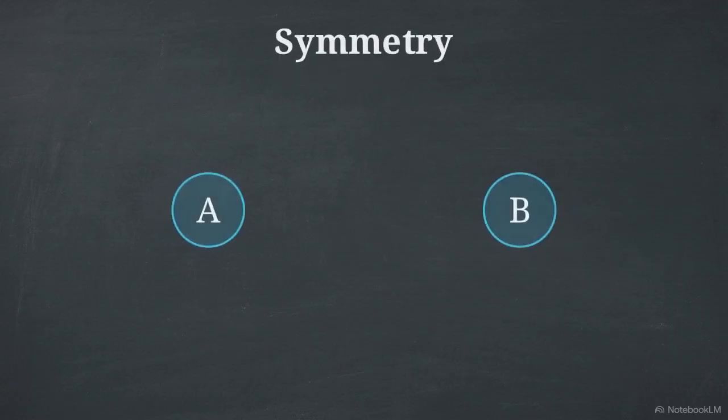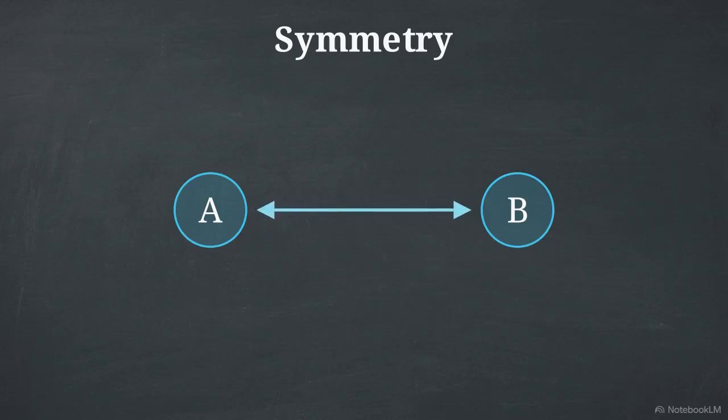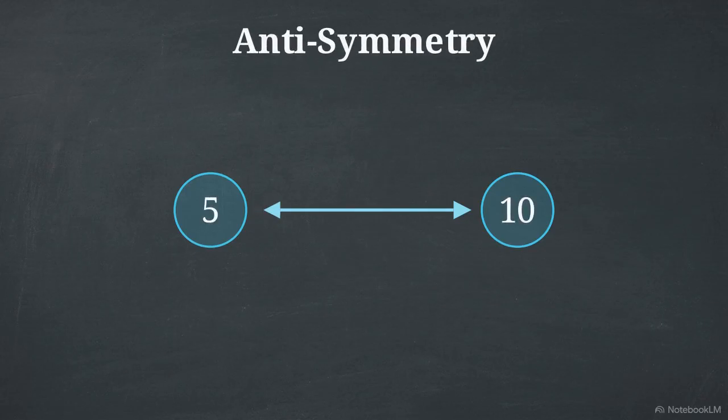The second property is symmetry, where direction doesn't matter. If A is related to B, B must be related to A. In an anti-symmetric relation, reverse connections are forbidden. For example, if 5 is less than 10, 10 cannot be less than 5.